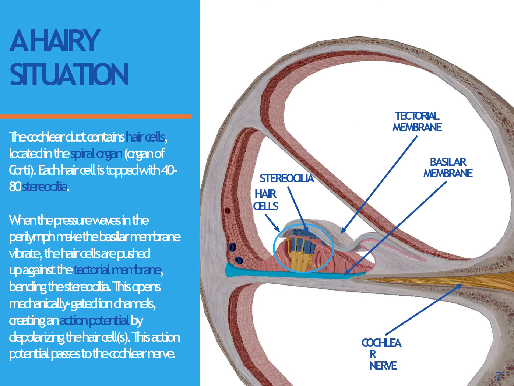The cochlear duct contains hair cells located in the spiral organ, which is the organ of Corti. Each hair cell is topped with 40 to 80 stereocilia. When the pressure waves in the perilymph make the basilar membrane vibrate, the hair cells are pushed up against the tectorial membrane, bending the stereocilia. This opens mechanically gated ion channels, creating an action potential by depolarizing the hair cells. This action potential passes to the cochlear nerve.